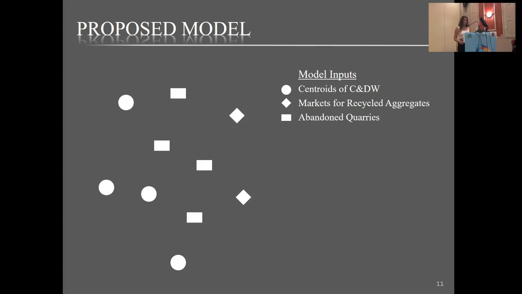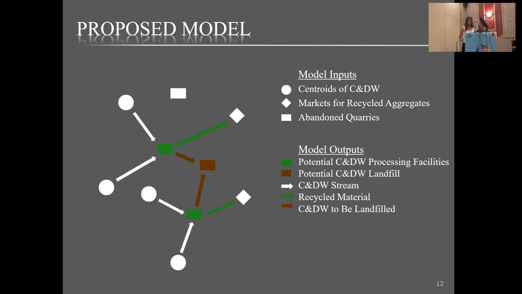So the status quo right now: we have the different centroids generating the waste, presented as circles. We have the abandoned quarries presented as rectangles, and we also have the markets. And the solution I'm aiming for should help us choose which quarries are suitable to build recycling facilities in, and these are colored in green, which ones should be used to build landfills, and these are in brown, and the mass flows between them.